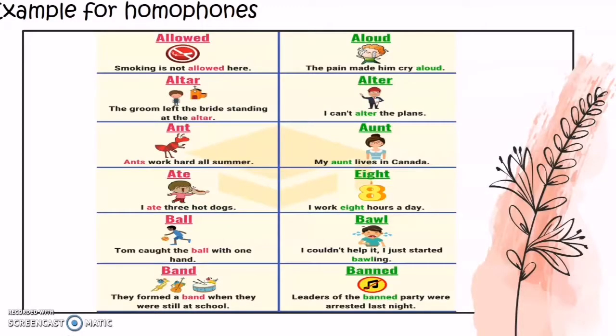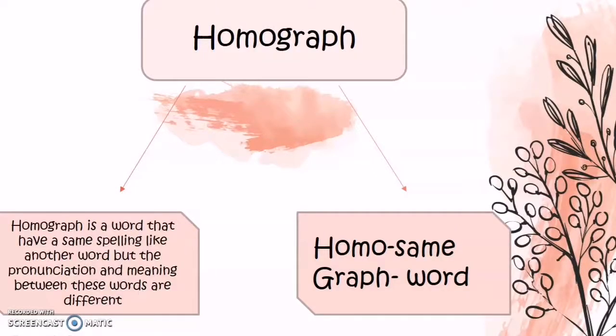This is an example for homophones. As you can see, allowed, which means permitted in that area, and aloud, which means a sound. The next one is homograph. What are homographs? As you can see on this slide, homo means same, like homonyms just now, and graph means word. So it has the same word but a different meaning. A homograph is a word that has the same spelling as another word, but the pronunciation and meaning between these words are different.